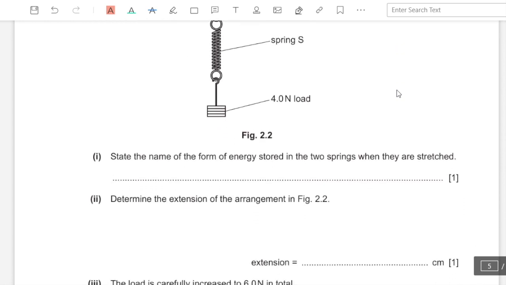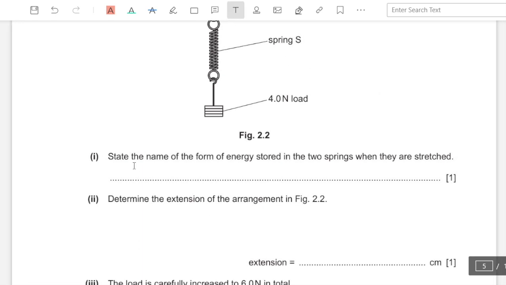1. State the name of the form of energy stored in the two springs when they are stretched. So this is elastic potential energy.